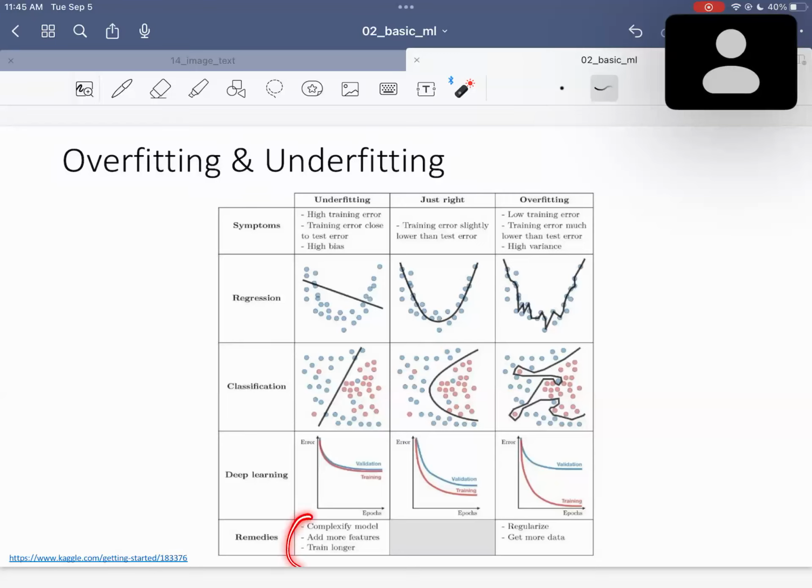These are all remedies. If your model is overfitting, then try to, well, here it doesn't say to downsize the complexity of your model. It says regularize your model or get more data. The more training data you have, the harder it is for your model to overfit to your training samples.